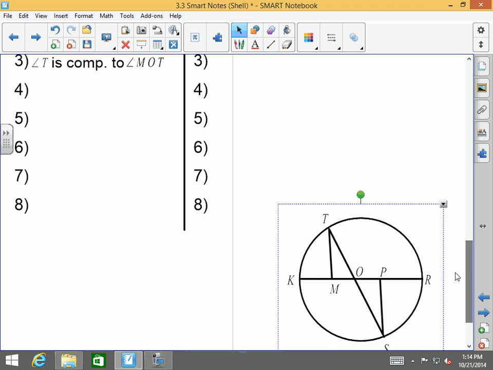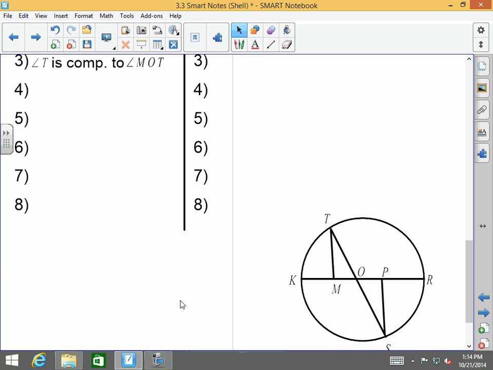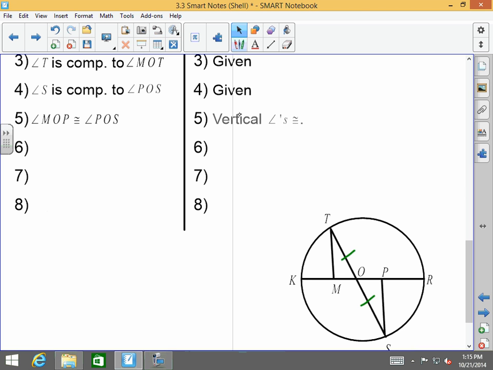So we have again that angle T is complementary to MOT, and before I do that, I'm always preaching about labeling, and I haven't labeled anything. OT is congruent to OS. This is a given. We also know that angle S is complementary to POS, which is a given. And now I can say, what my boy had said before, MOP is congruent to POS because of vertical angles.